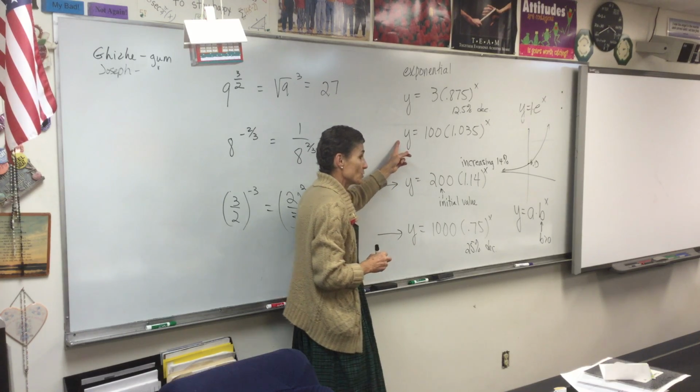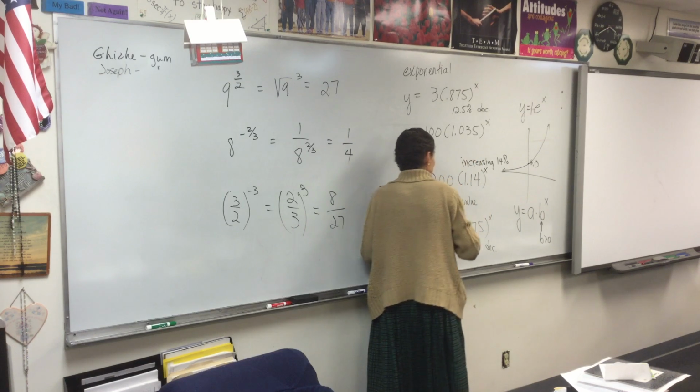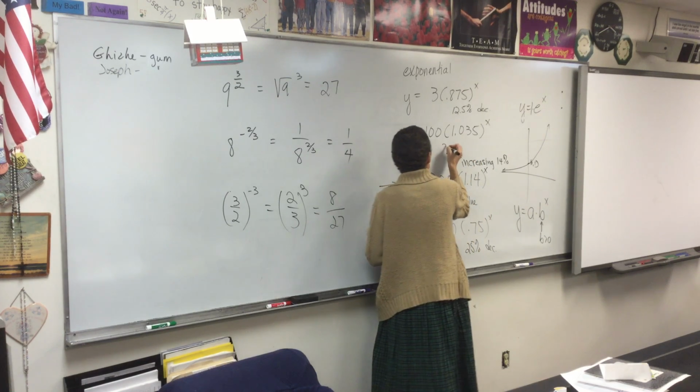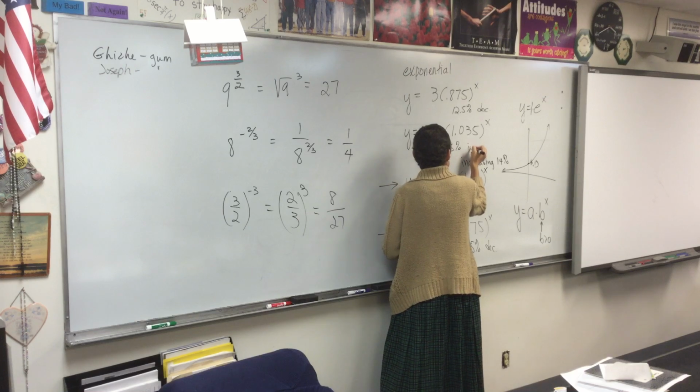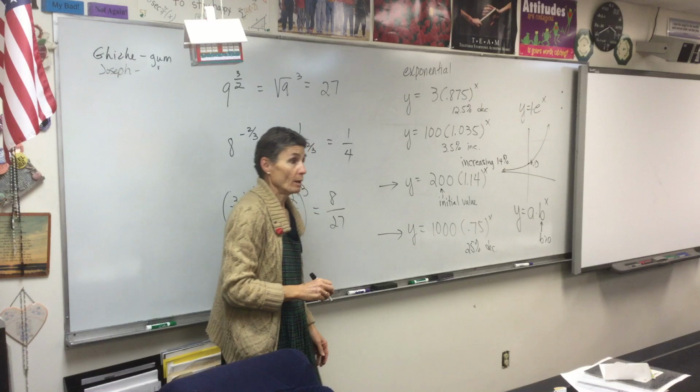All right, what about this one? What's going on here? This is an increase. What percentage am I increasing? 3.5%. This is a 3.5% increase with an initial value of 100.